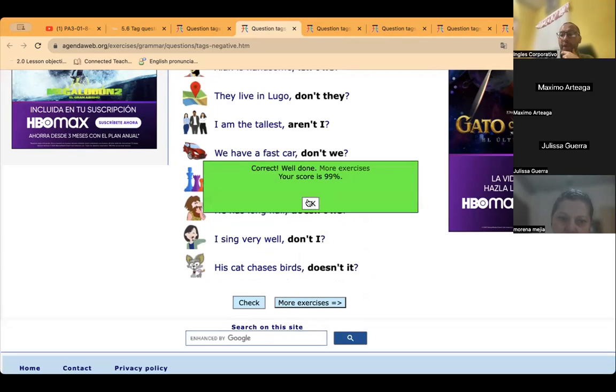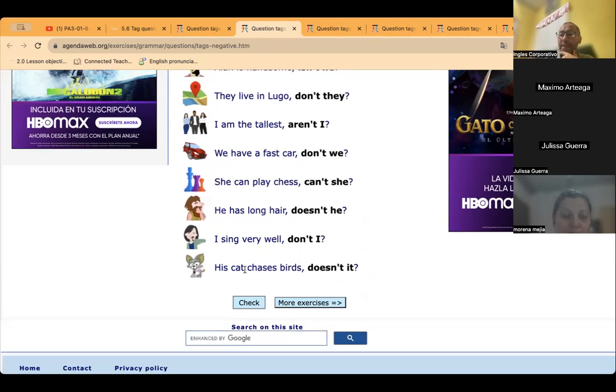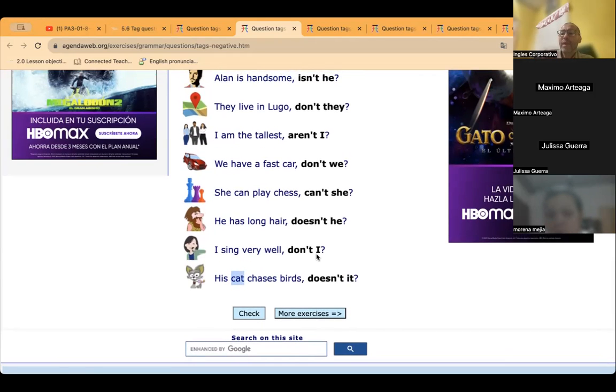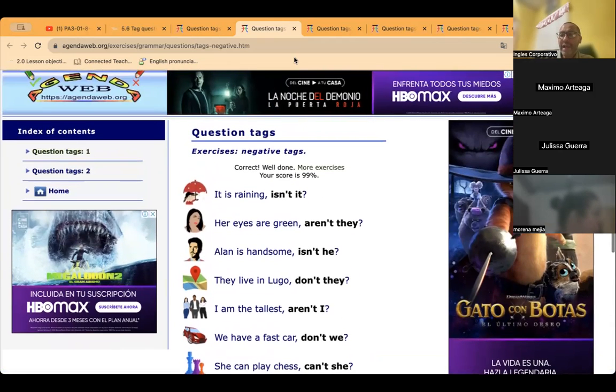Doesn't it? Correct. Doesn't it? Why? Because the topic is not él. The topic is cat. And cat is it. Correct. Not the man. We're talking about the cat. Good. Now we have a little bit better idea for the negative tags.